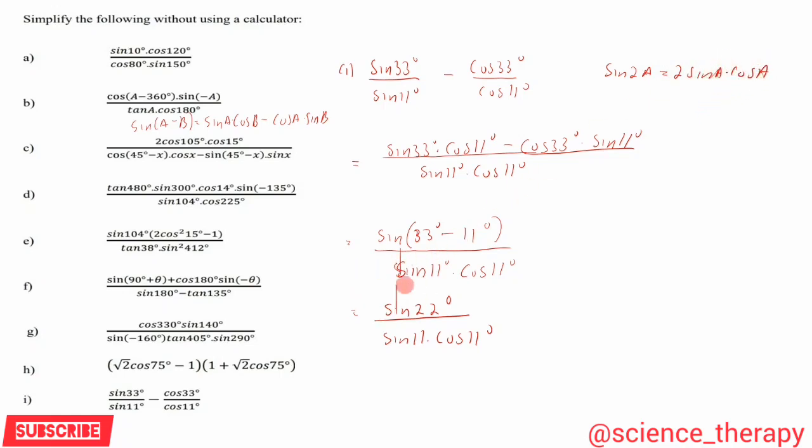Now, breaking this one, it will be 2 sine 11 degrees. Remember, the angle here needs to be half this. Then sine 11 degrees and then cos 11 degrees over sine 11 degrees cos 11 degrees. So what happens to our angles now? They cancel out. So all these trig ratios cancel out, and then we are left with 2.